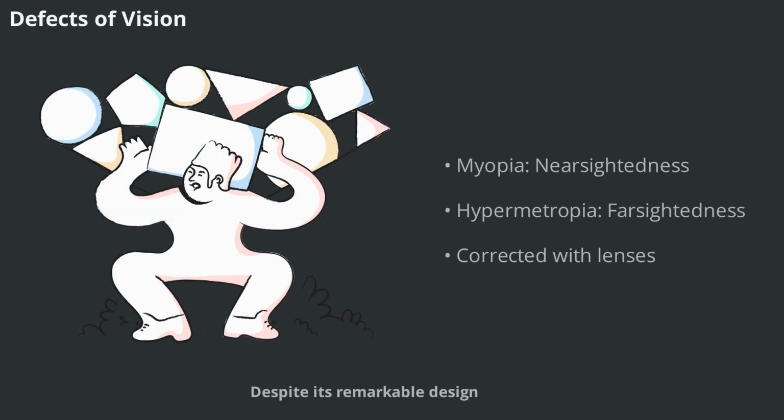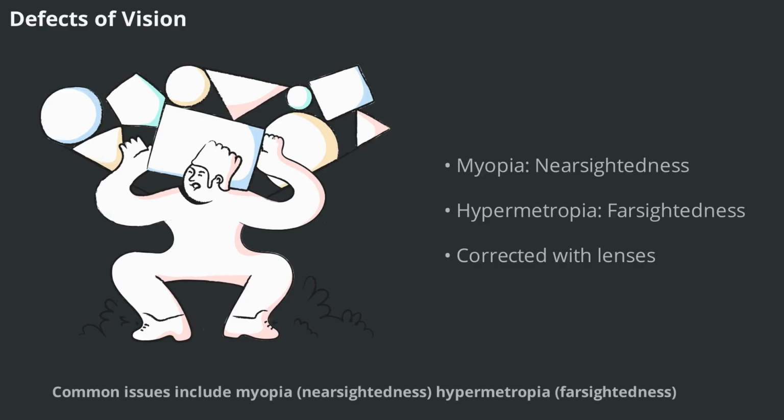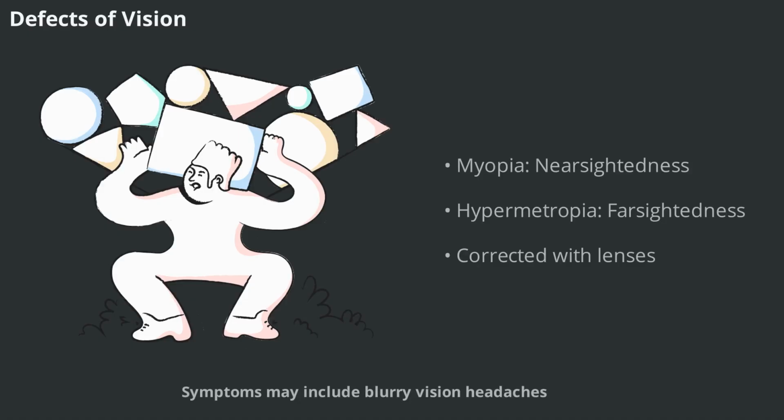Despite its remarkable design, the human eye can experience defects that affect vision. Common issues include myopia, nearsightedness, hypermetropia, farsightedness, and astigmatism. These conditions occur when the eye's shape prevents light from focusing correctly on the retina. Symptoms may include blurry vision, headaches, or difficulty seeing at certain distances. Fortunately, most vision defects can be corrected with glasses, contact lenses, or surgical procedures, restoring clear sight and improving quality of life.